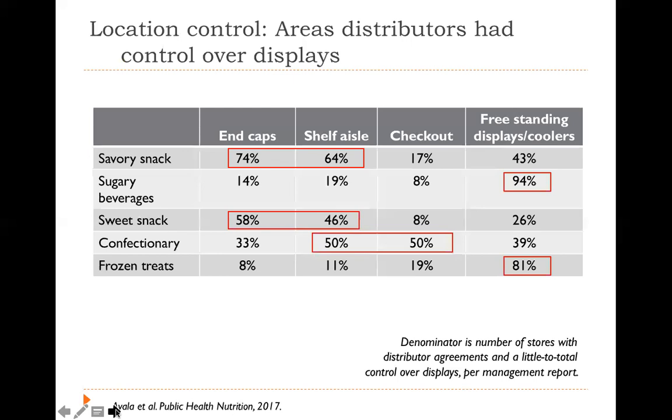Where are we talking about in terms of location? That was really scattered across product category. The sugary beverages and the frozen treats, of course, are expected in the displays and the coolers. End caps seemed to be more prominent in terms of savory snacks and sweet snacks. Confectionery in shelf aisles, and really seemed to be the only standout category in terms of checkout. So it's interesting to see they're expecting control over different parts of the store. Next slide, please.